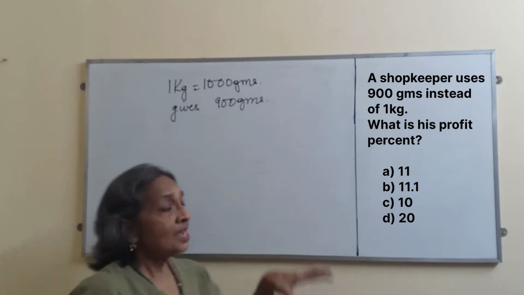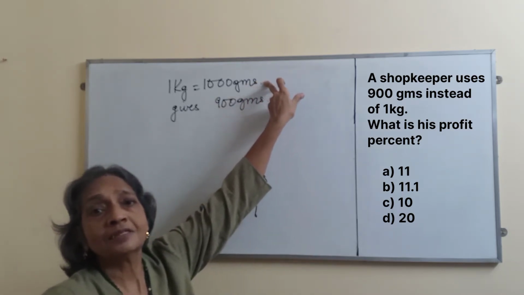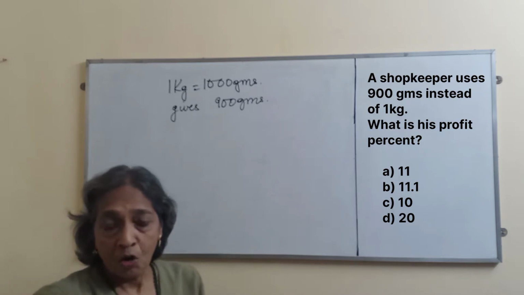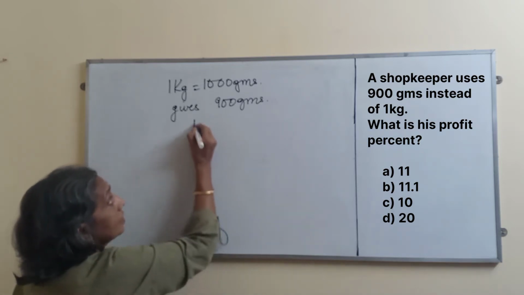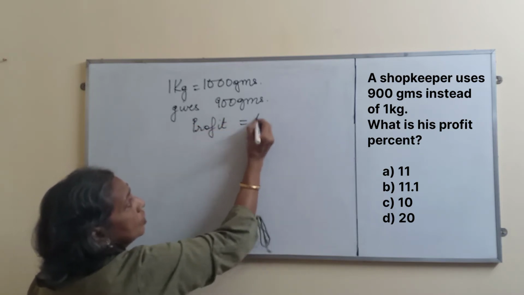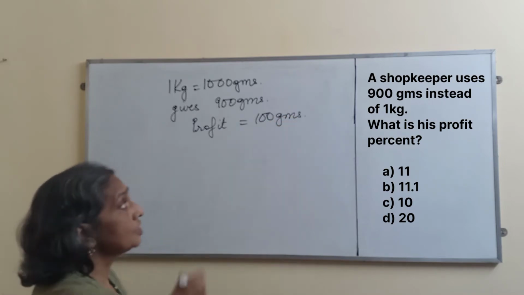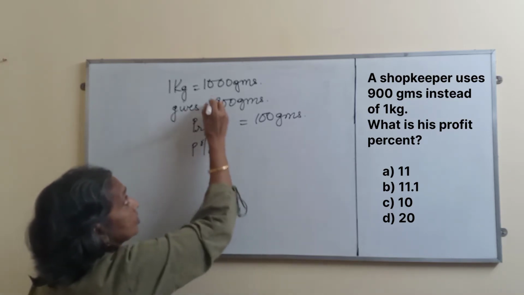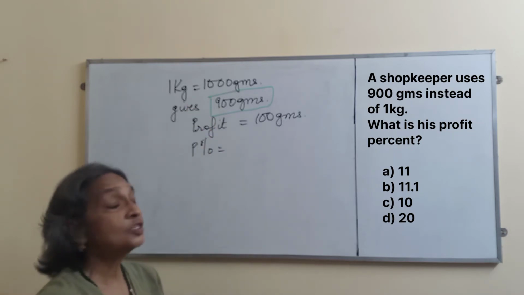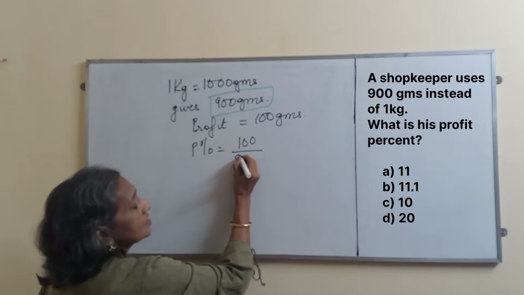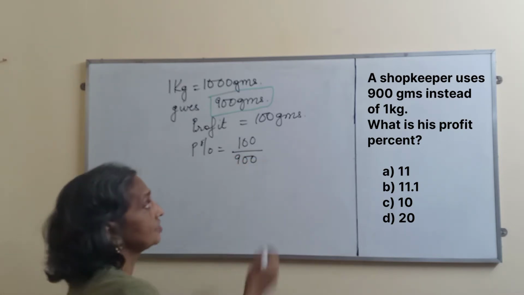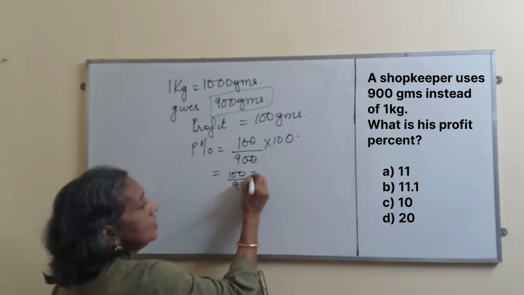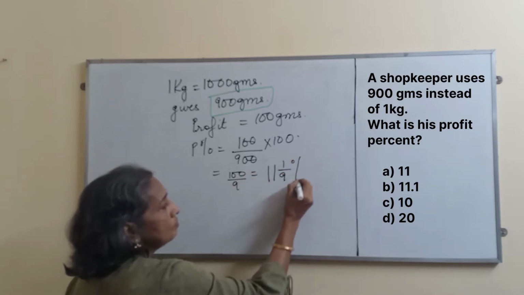So let us assume that he's supposed to give you something which is worth 1000 rupees. But he's giving you something which is only worth 900 rupees. So how much is the profit that he's making? He is making a profit of 100 grams. The profit that he makes would be on 900 grams, not on 1000 grams. Remember this. So how much is his profit percent? The profit he makes upon what he is giving you, or what you are receiving, into 100, because we are converting it to a percent. So basically 100 upon 9, which is 11 1 upon 9%.